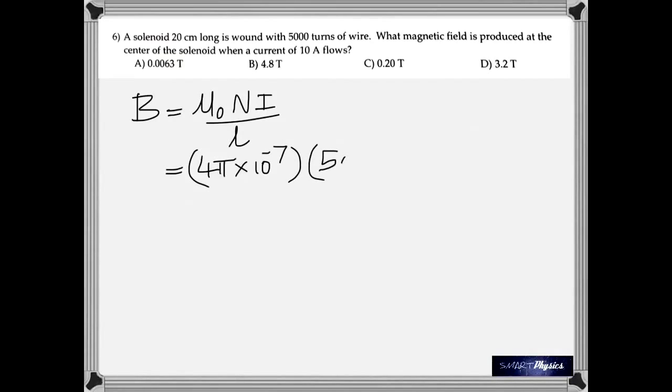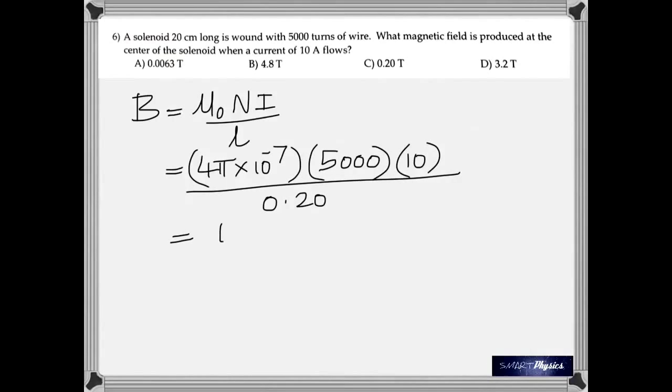That's mu naught. Number of turns 500. The current is given as 10 ampere, and the length must be in meters, so 0.20, and that gives 0.31 Tesla.